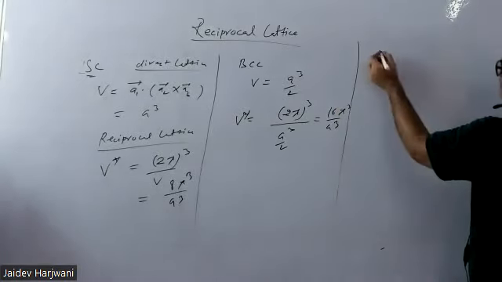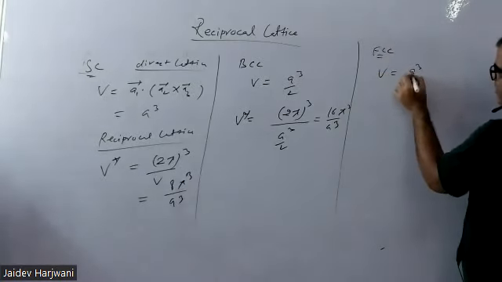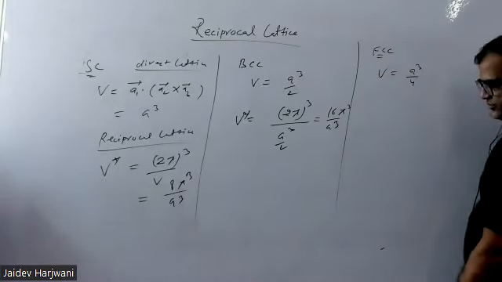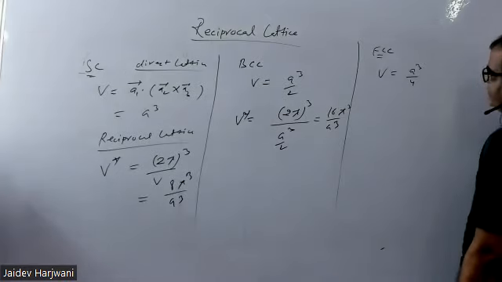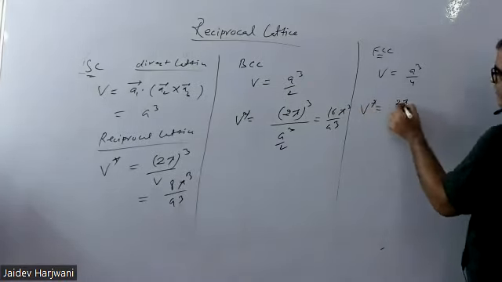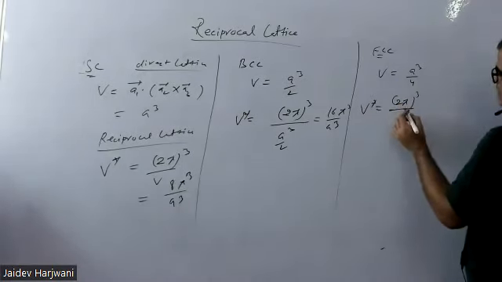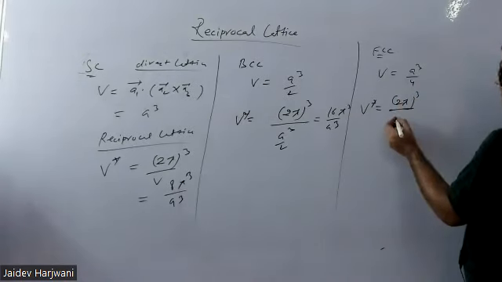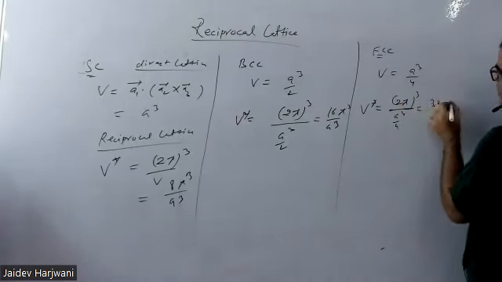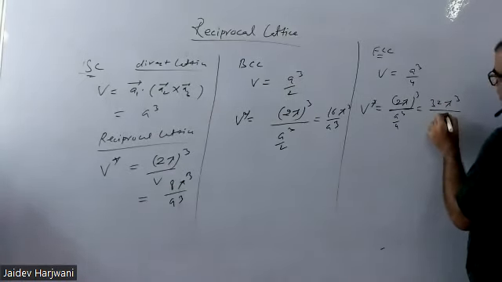Similarly for FCC, you have 4 atoms, so the volume for one atom is A cube by 4, and your V star will be (2π)³ upon A cube upon 4. That will become 32π³, 4 into 8, 32π³ upon A cube.